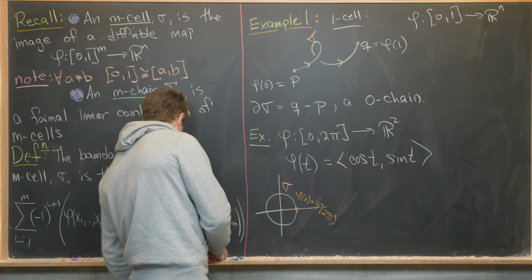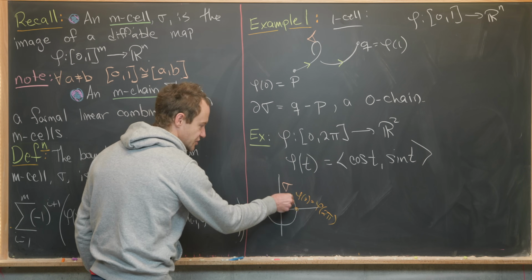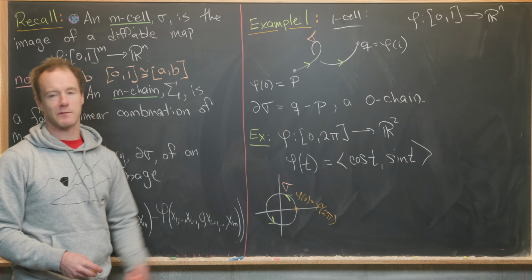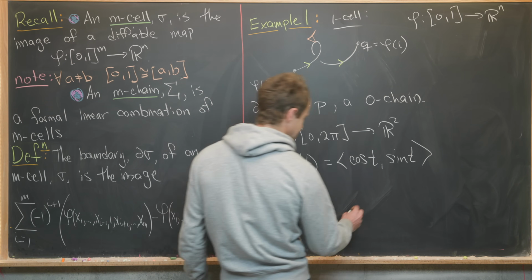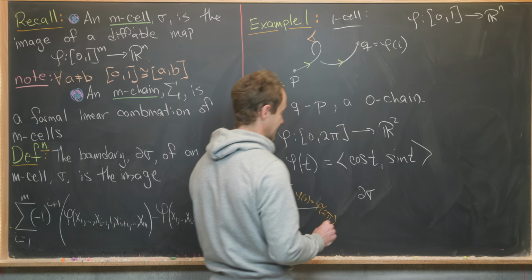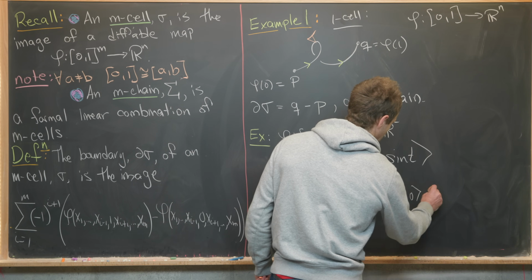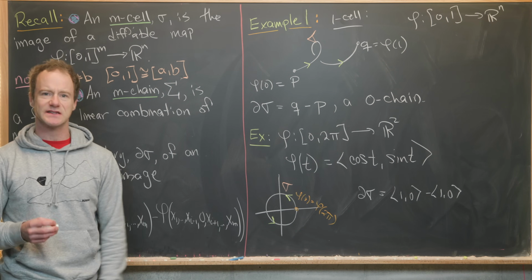But now we've got an orientation built into this, just like we did up here, and our orientation is rotation counterclockwise. And that's clear from our parametrization of this circle. So that means if we take del sigma in this case, we'll get the point (1, 0) minus the point (1, 0). But notice those kind of cancel each other out.